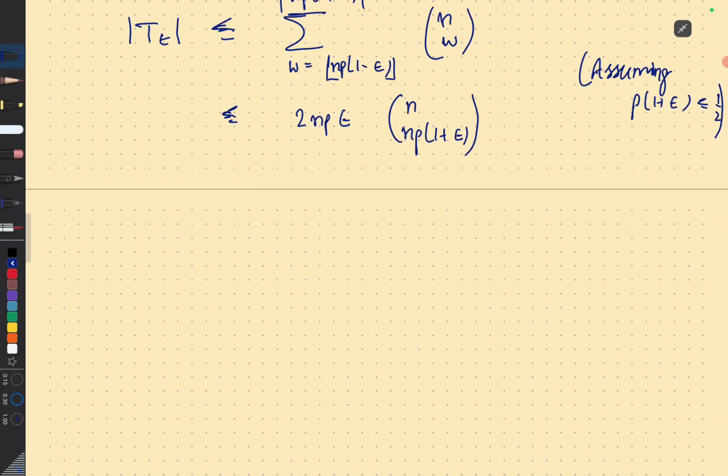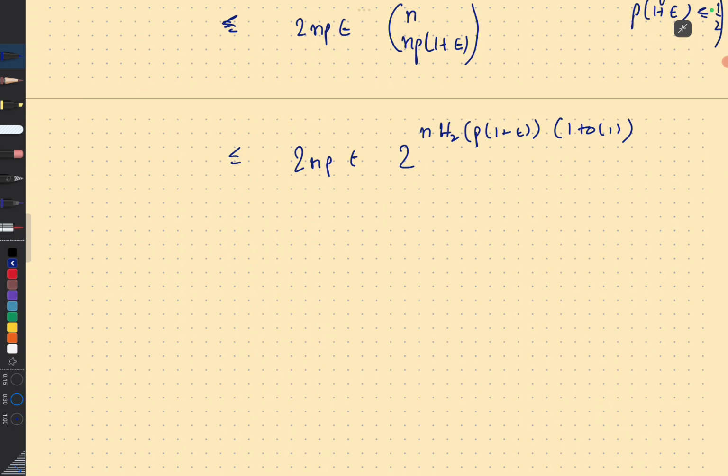Okay, so I'll give this as an exercise. Basically show that this quantity is less than or equal to 2np epsilon times 2 to the n times the binary entropy of p times 1 plus epsilon, into 1 plus little o of n. The basic idea is to use Stirling's approximation.